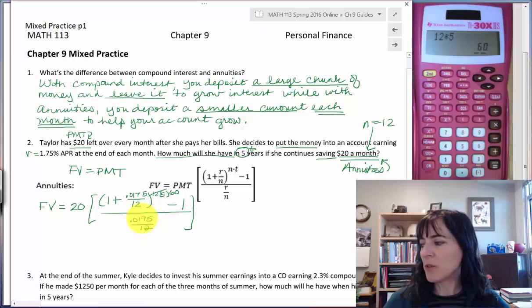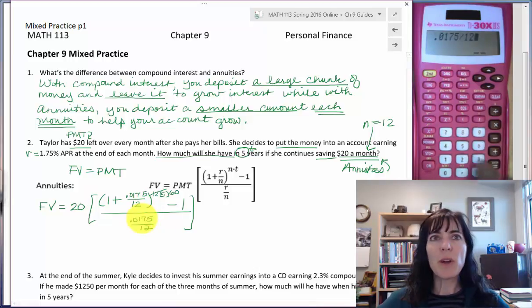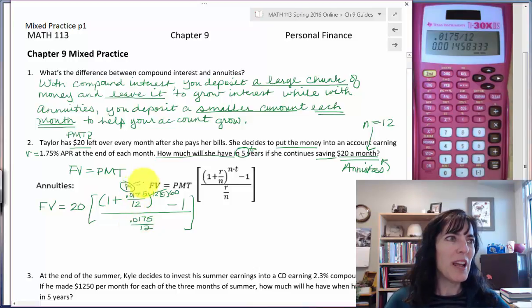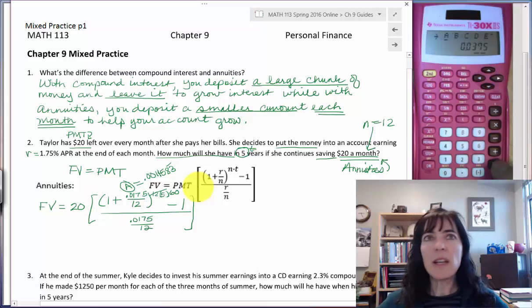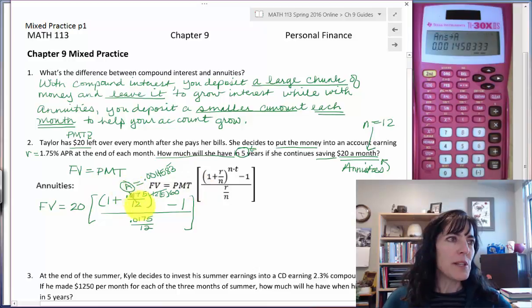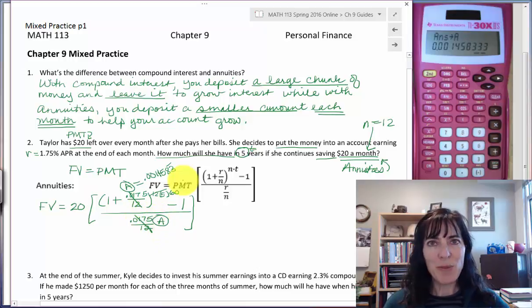I know I'm going to need 0.0175 divided by 12 in two different places, so I'll calculate it and store it in A, and it is 0.001453, repeating. So I'll store that in A, and I'll use that instead of this fraction and this fraction here. So now I'm ready to do some calculating. I think I will work the numerator first because I already have the denominator stored in a bin.